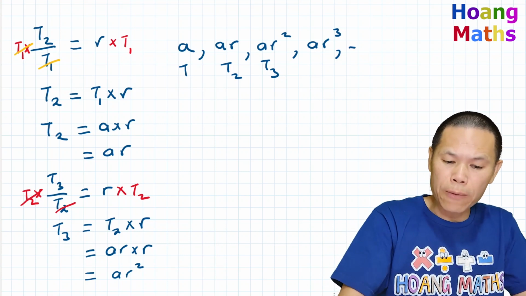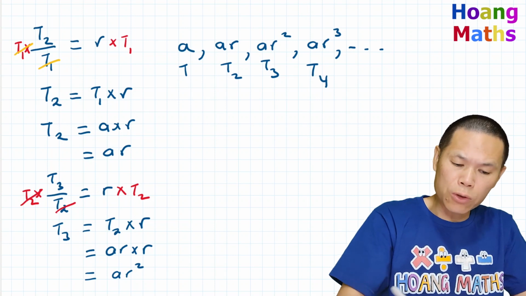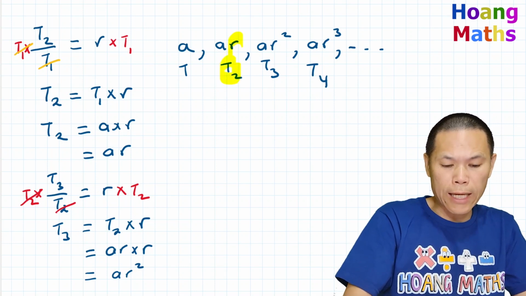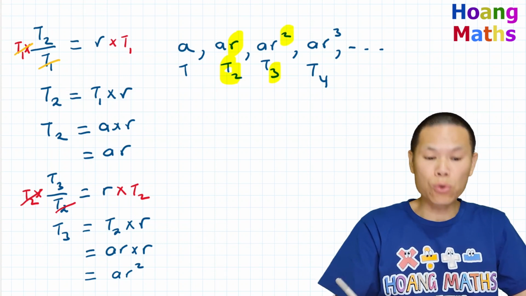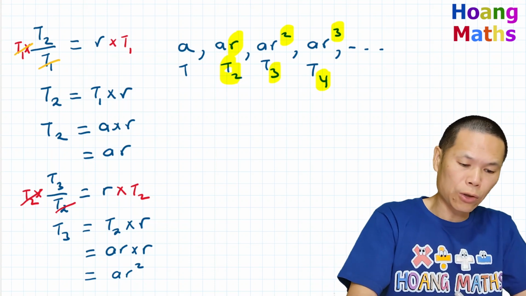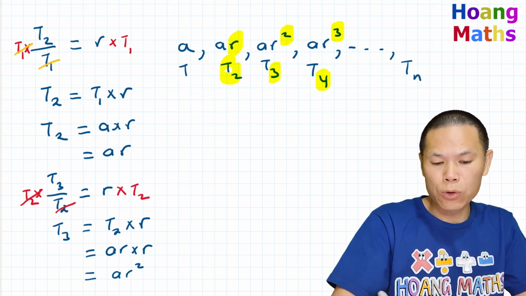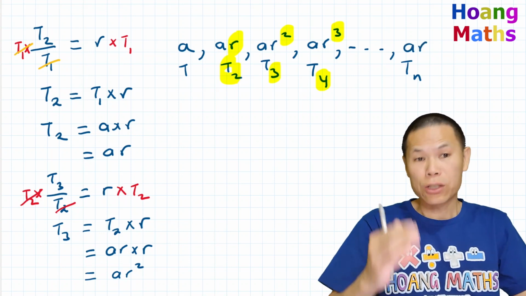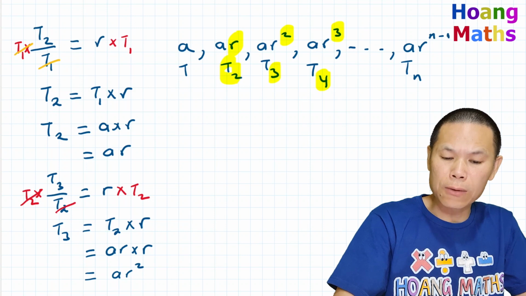Okay, so then you can see this is term 4 here. And please take note. So term 2 is AR power 1. Term 3 is AR power 2. Term 4 is AR to the power 3. So therefore, for the nth term, Tn should give me AR, and we have one less, so that is n minus 1.